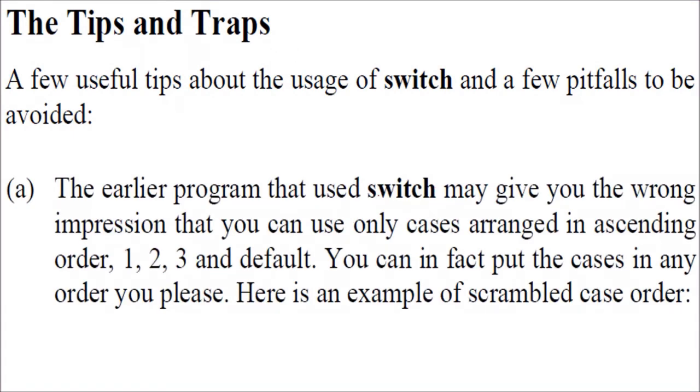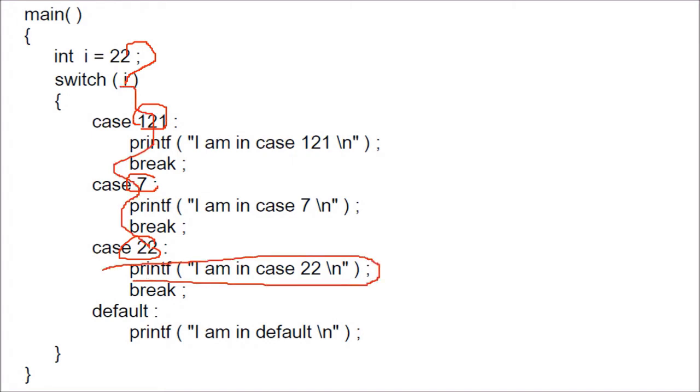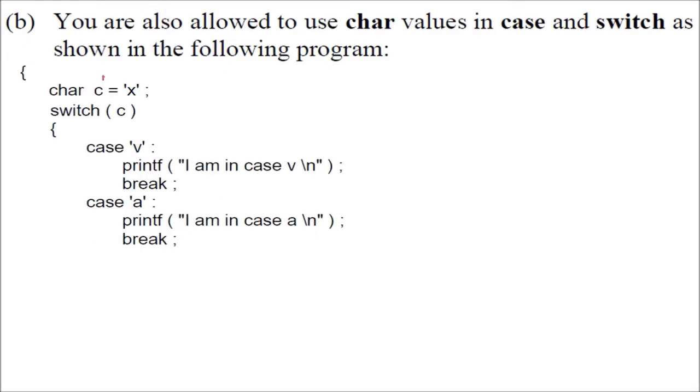First of all, in the programs we have done up till now, the cases were 1, 2, 3 like this. So there is a proper order, but this is not required. This is not essential. It means you can have a scrambled order. For example, you can have case 121 first, then 7, then 22. There is no particular order, no ascending, no descending. So you can put 22 here and check for 121, then 7, then 22. This will be matched and this line will be printed. So this can be scrambled. There is no order which needs to be followed. Then you can also have a char value, a character value.